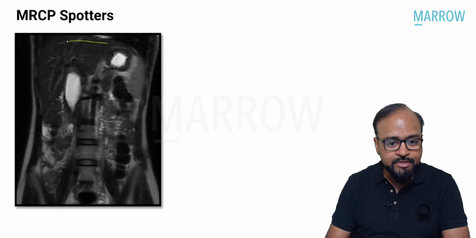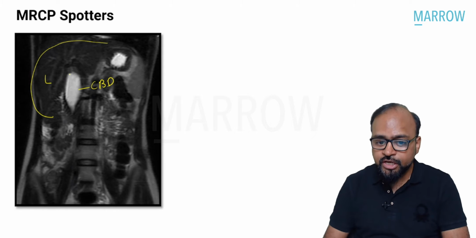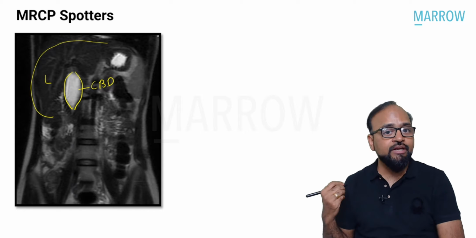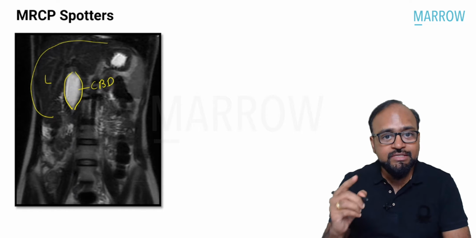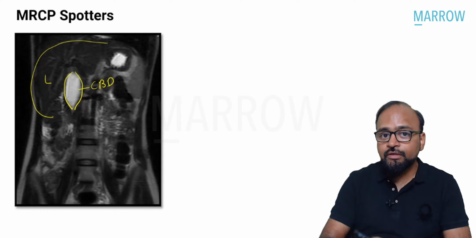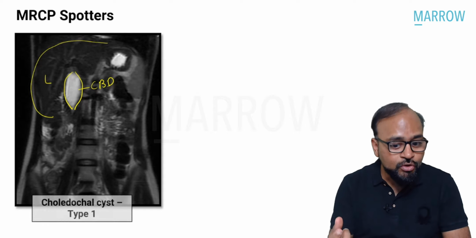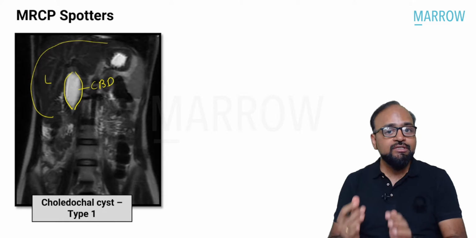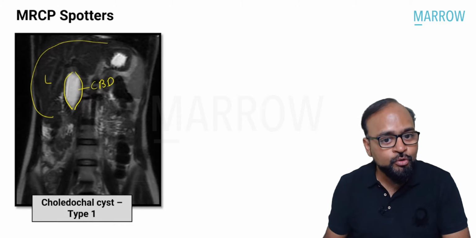Now look at this MRCP image. Can you see this is the liver? Look at the common bile duct. How is it appearing? It is dilated, isn't it? What is the shape? It is fusiform like this. So this is a fusiform dilatation of the common bile duct. This is a type of choledochal cyst. Do you remember the various types of choledochal cyst? One of the most common types is a fusiform dilatation of the common bile duct. What is the type? This is called type 1 choledochal cyst. Just involving the extrahepatic common bile duct, there is a fusiform dilatation. This is called type 1 choledochal cyst.